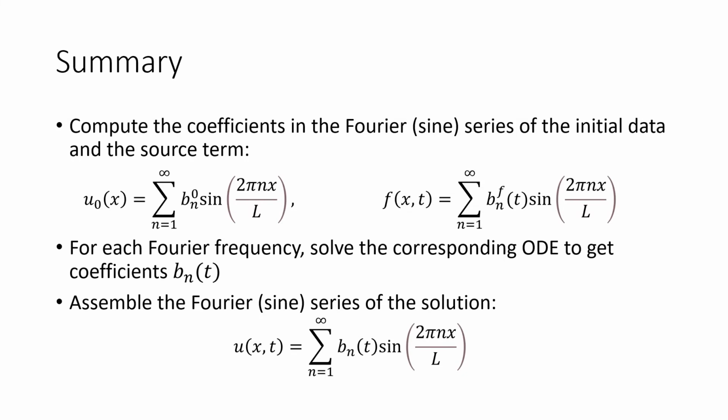Now, having obtained the Fourier series of the data, we get the Fourier coefficients of the solution u. For each frequency n, we solve the corresponding ordinary differential equation and thus obtain the coefficient b_n of t. Having obtained those coefficients then, at the very end, we can easily assemble the Fourier sine series of the solution: u(x,t) equals the infinite sum of b_n(t) times sine(2πnx/L).